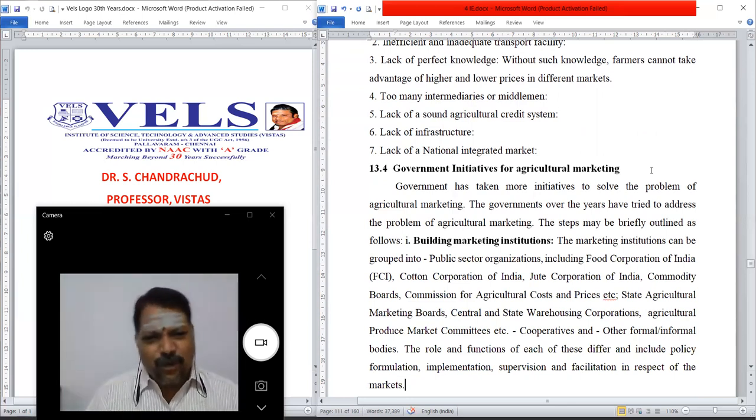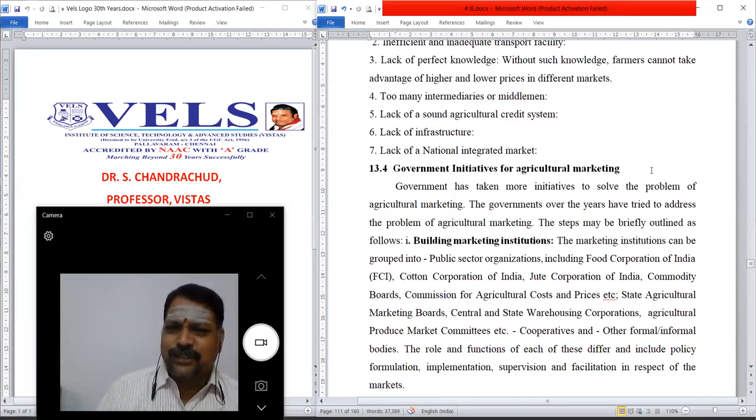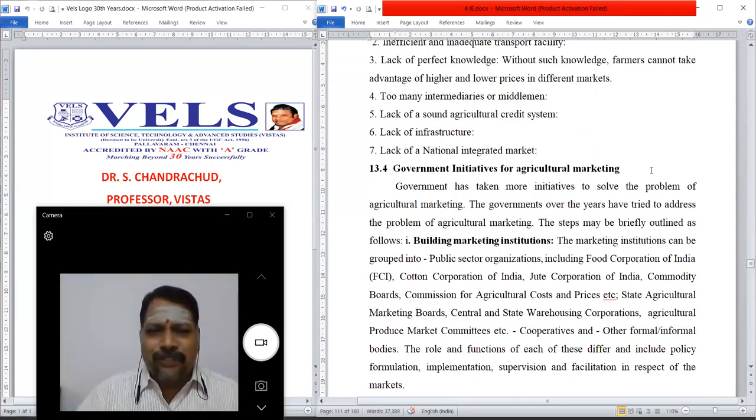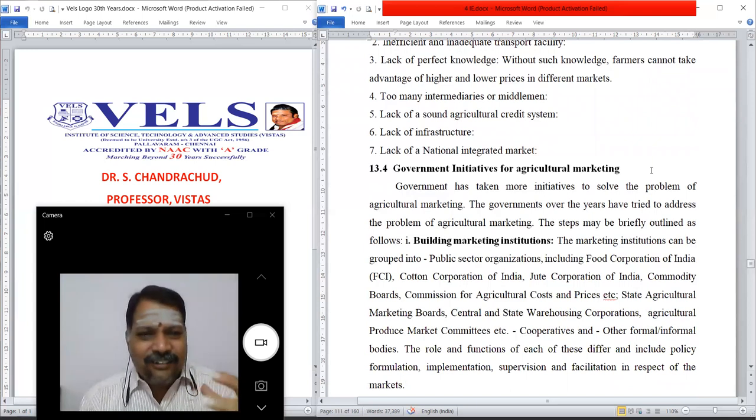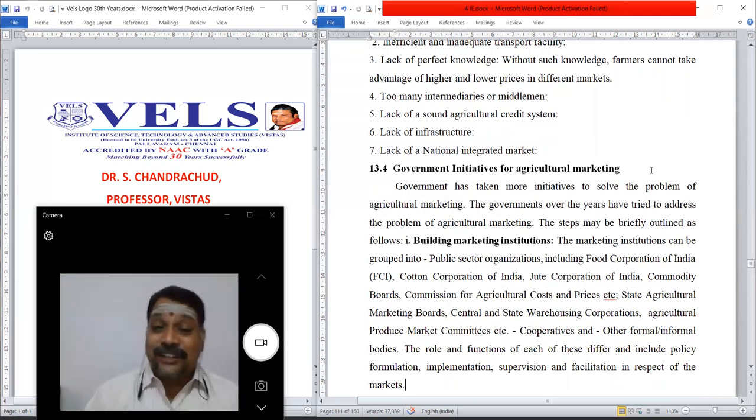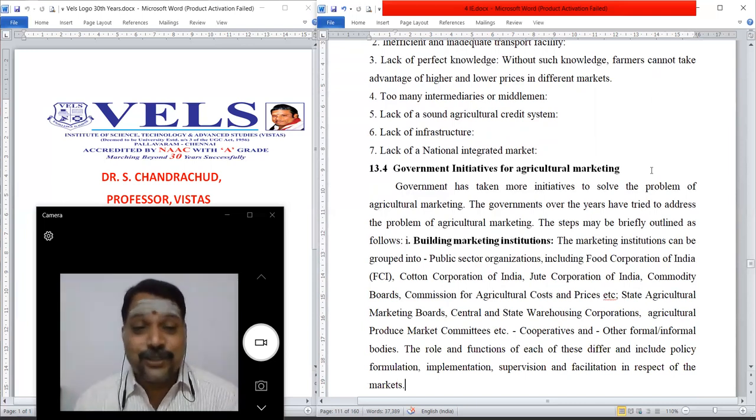The government has taken more initiatives to solve the problems in agriculture marketing, but over the years, while trying to address the problem, they find it difficult. Why? The steps may be briefly outlined only for the intermediaries, not the actual producer. So for that, they want to construct some agriculture marketing institutions.